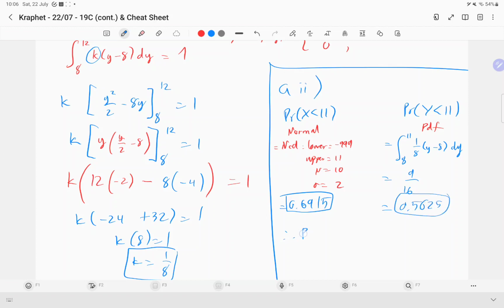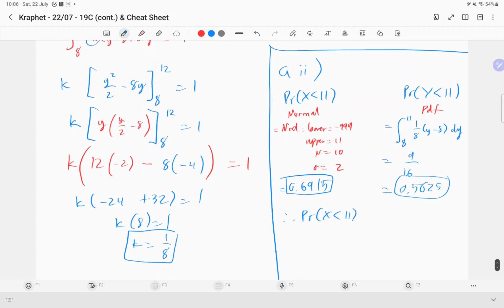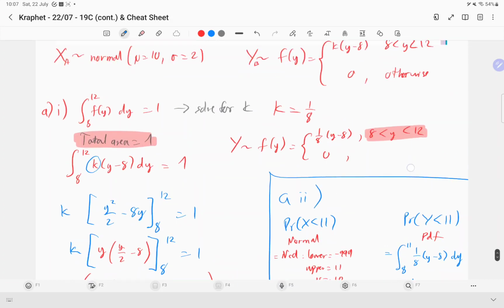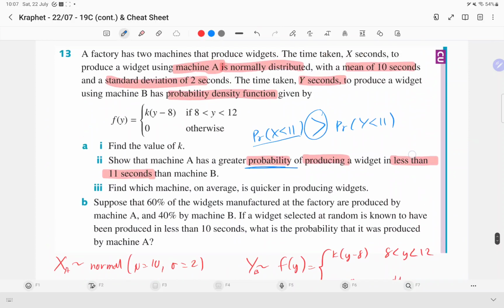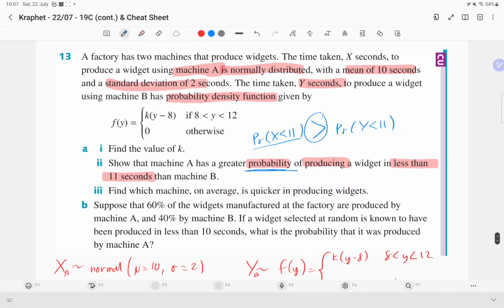Therefore, the probability of producing in less than 11 seconds for x is greater than the probability of producing in less than 11 seconds for y, shown. Okay, make sense? Actually, as simple as that. It's not hard at all. You just need to understand it and do enough of these questions and it will be okay.